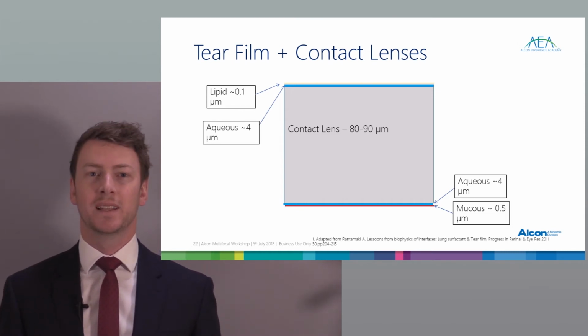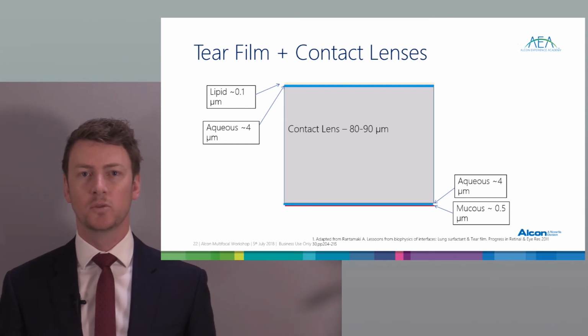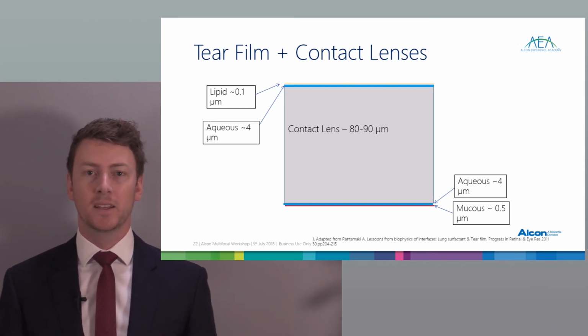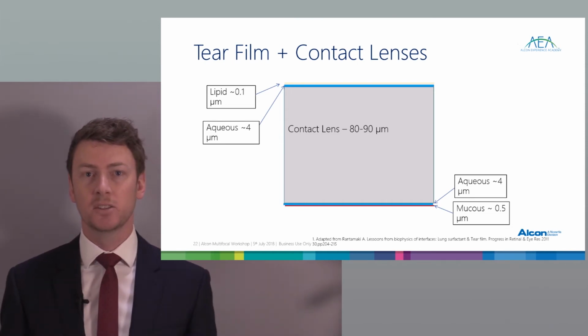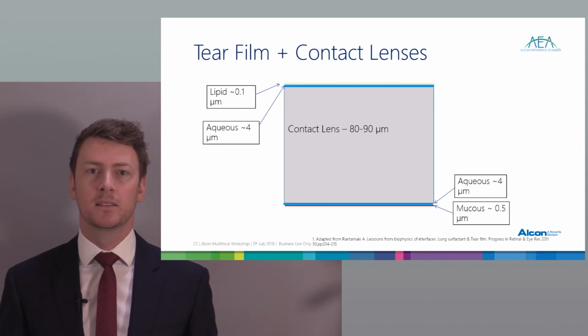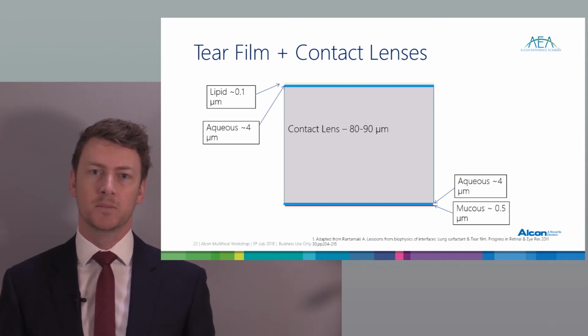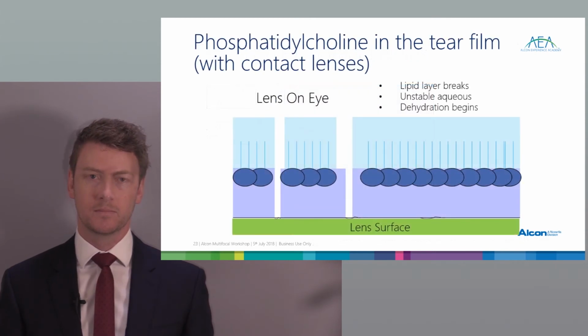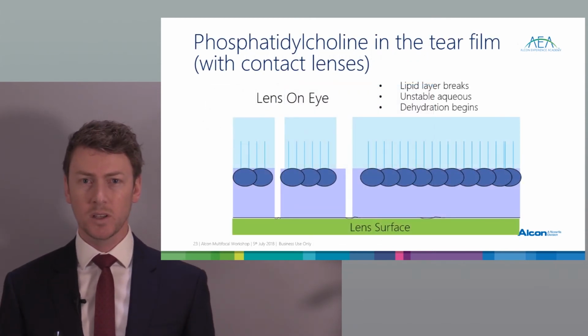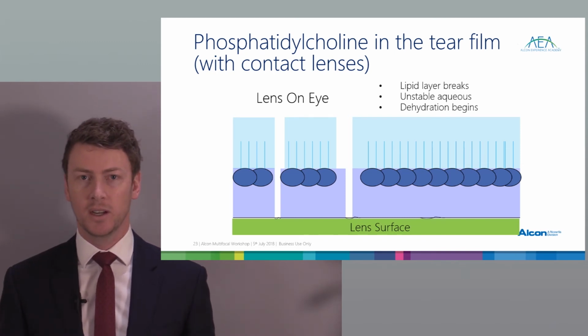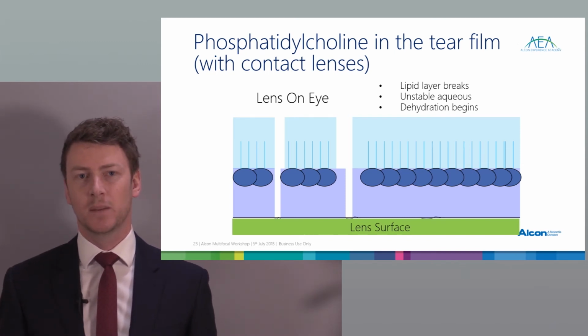You can see that a contact lens at 80 to 90 microns dwarfs the tear film, and in comparison, how thin the pre-lens tear film is at around 4 microns. This really illustrates how important it is that the pre-lens tear film, as much as possible, is supported and kept stable.